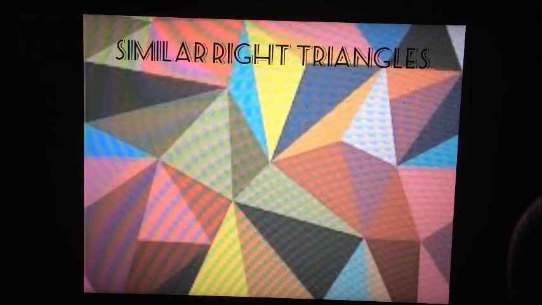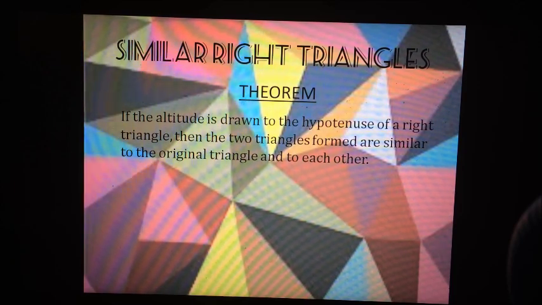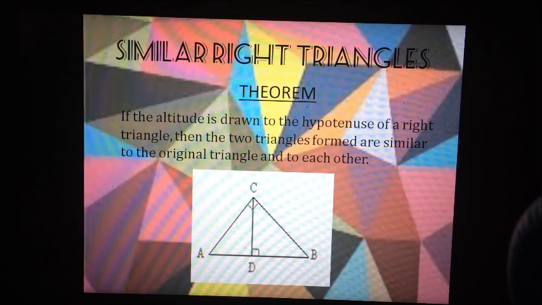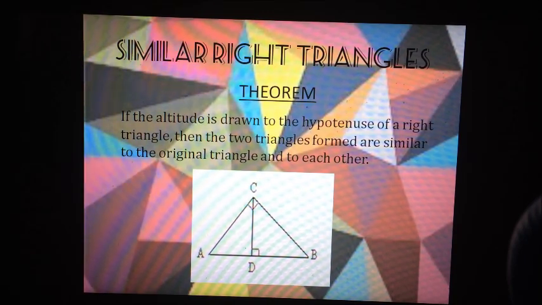The next topic that we're going to talk about is similarities between right triangles. If the altitude is drawn to the hypotenuse of a right triangle, then the two triangles formed are similar to the original triangle and to each other. Dahil ang altitude ay bumubuo ng dalawang right triangle at mahahati nito ang isang angle na nasa opposite ng hypotenuse, masasabi na ito ay magiging similar through AA postulate o AAA postulate.